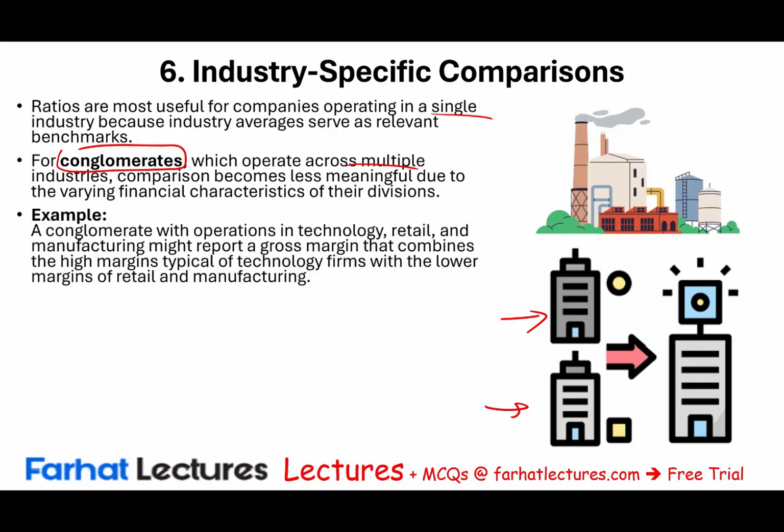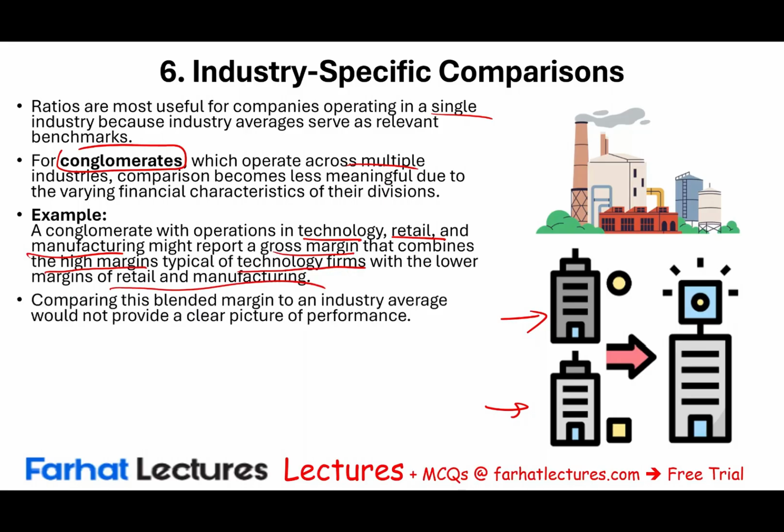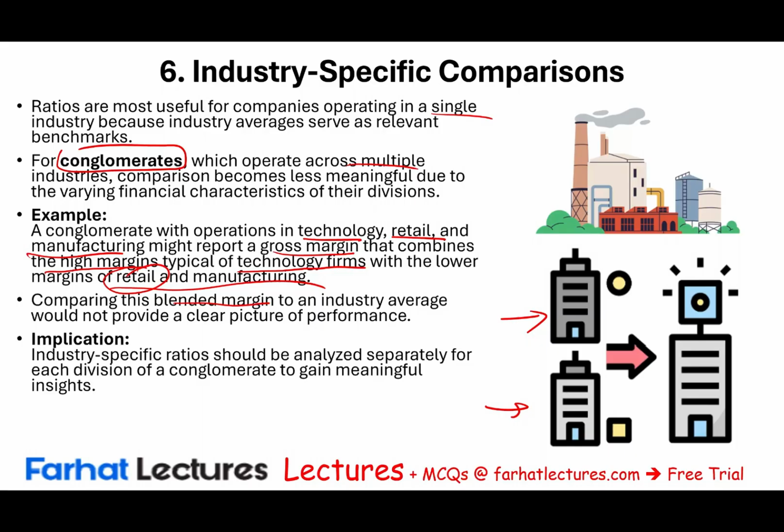So a conglomerate with operations in technology, retail, and manufacturing might report a gross margin that combines the high margin typical of technology firms with the lower margin of retail and manufacturing. Comparing this blended margin to an industry average would not provide a clear picture. So if you compare this company to a retail company, they might look like they're doing better because they have technology. Or if you compare this to manufacturing, the same thing. The technology is bringing their average higher. So you have to be careful.